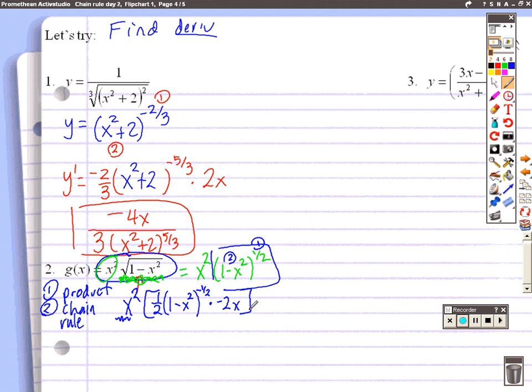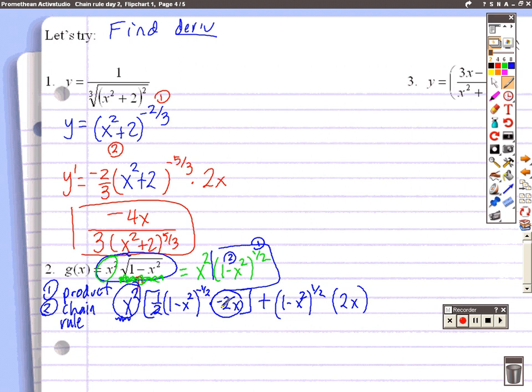Now go back to the product rule. Plus the second expression, which is 1 minus x squared to the 1/2 power, times the derivative of the first, which is 2x. Now, in terms of cleaning, all we're going to do is take this x squared and multiply it by the negative 2x that we have back here, because all of this is multiplication. I'm also noticing that this 2 will divide out with this 2.